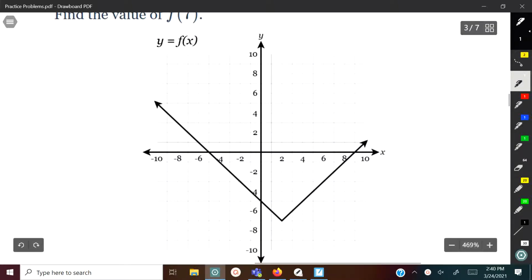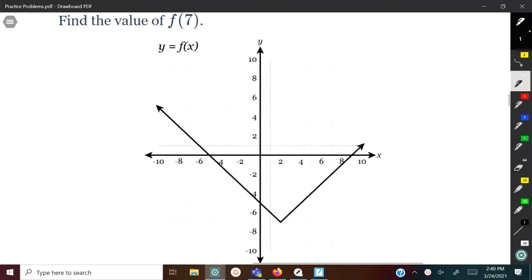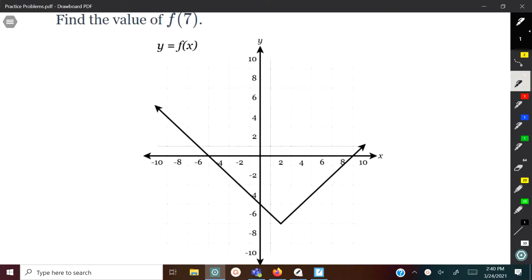Okay, so pause the video here and see if you could determine what is f of x, or what is y, given that your x is 7. Alright, let's take a look at that.